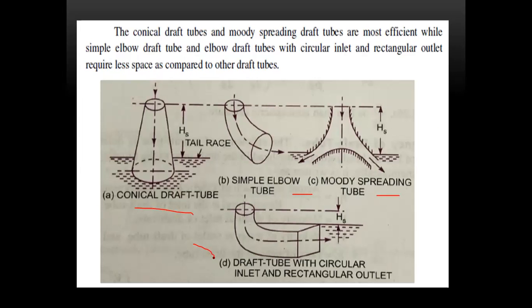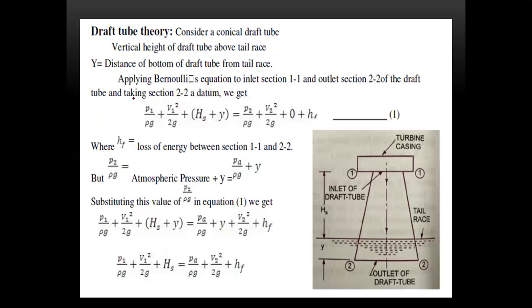Next, the theory of the draft tube. Consider a conical draft tube, with the vertical height of the draft tube above the tail race. Y is equal to the distance of the bottom of the draft tube from the tail race. Applying Bernoulli's equation to section 1-1 and section 2.